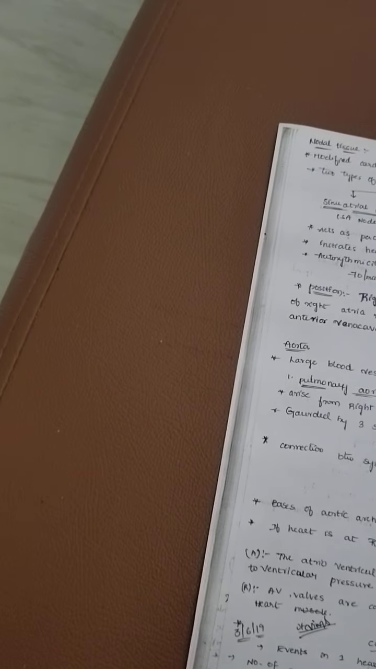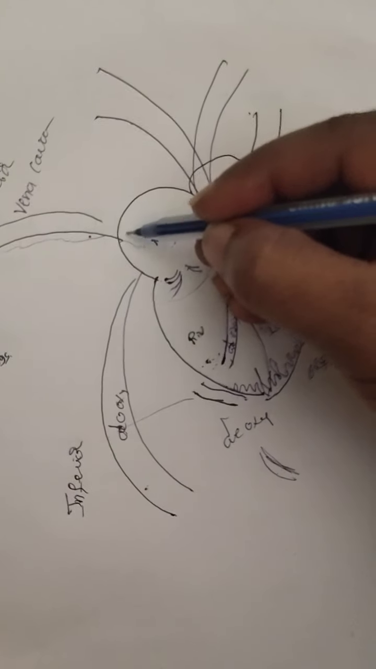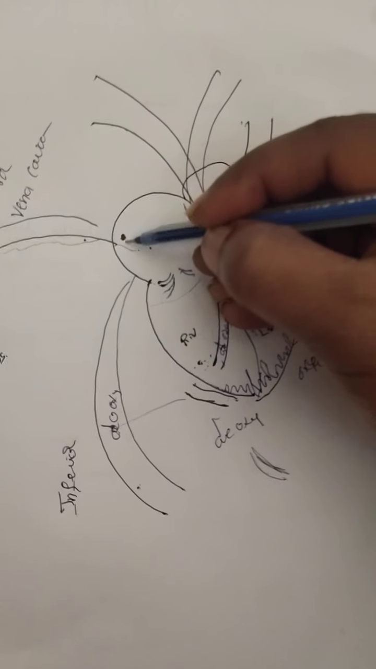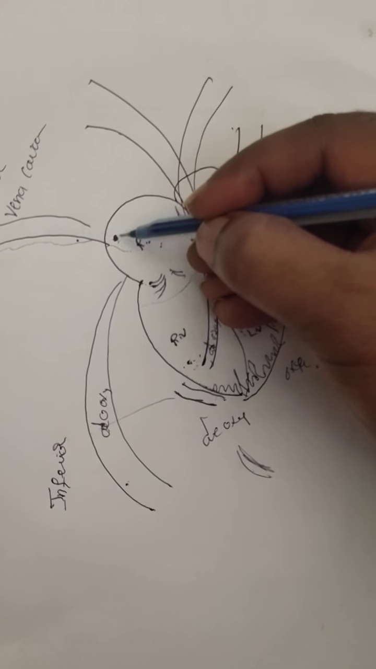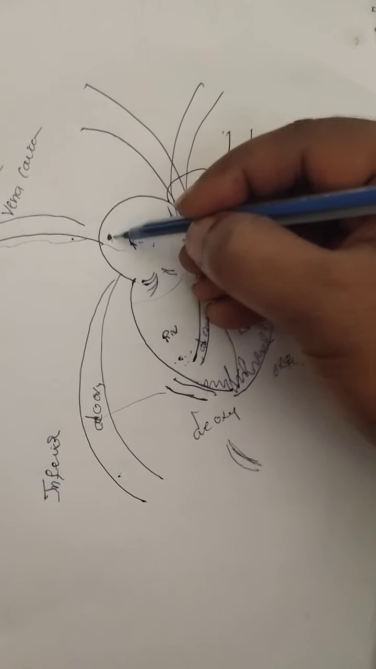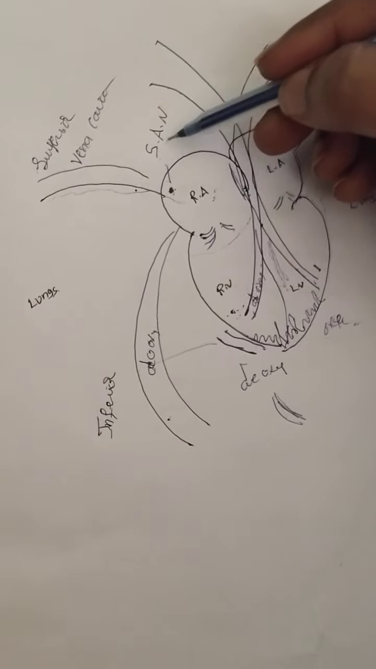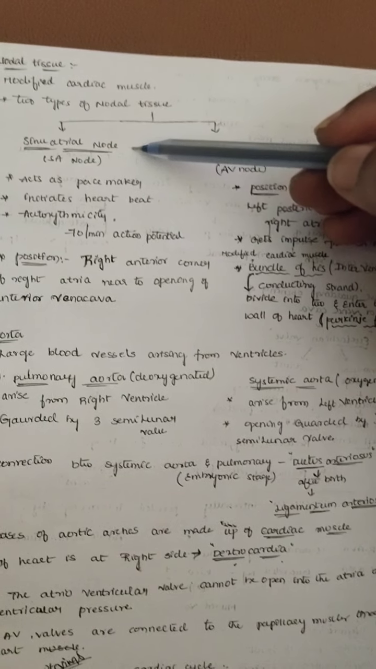Now, in the right atria, at the right upper corner like this, they have a specialized tissue. It is a modified cardiac muscle fiber. That modified cardiac muscle fiber is called the SAN. SAN means sinoatrial node.